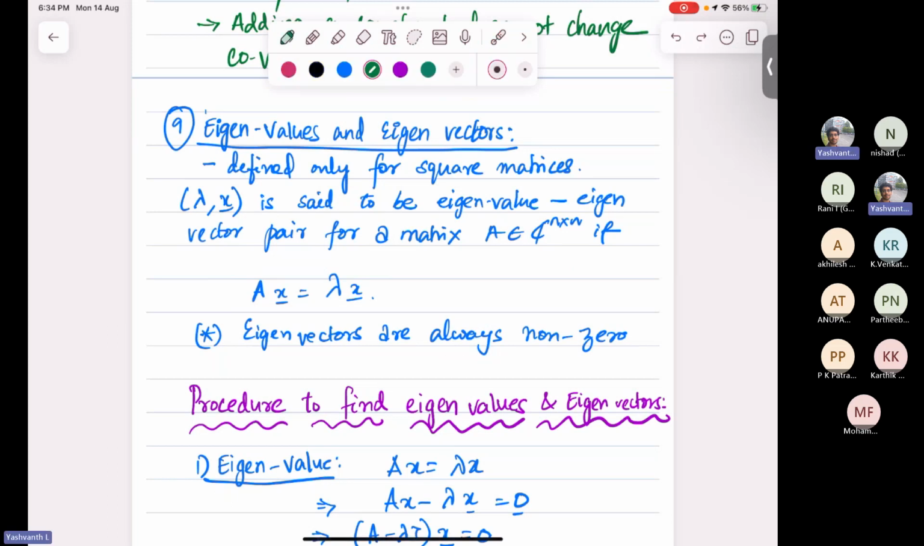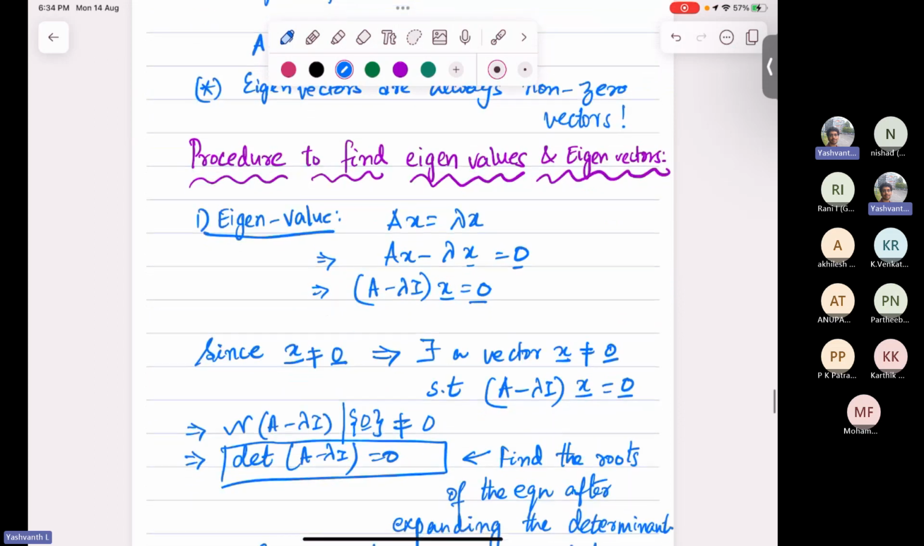Non-zero means it can never be a zero vector, because 0 trivially satisfies the equation A times 0 equals lambda times 0, so 0 equals 0. There is really nothing useful in it. It is trivially satisfied for any lambda. So eigenvectors are generally considered to be non-zero vectors. They cannot be zero vectors.